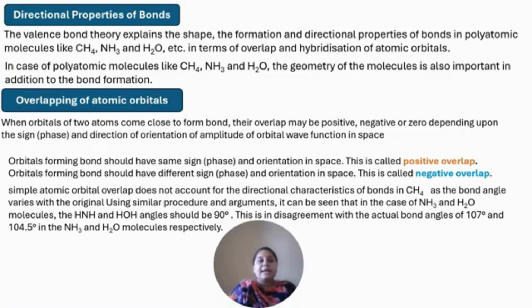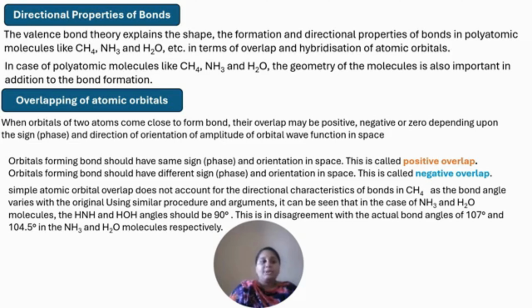So the next is directional properties of bonds. The valence bond theory explains the shape, the formation and the directional properties of bonds in polyatomic molecules like CH4, NH3 and H2O in terms of overlap and hybridization of atomic orbitals. In the case of shape and formation, geometry is also very important for bond formation.